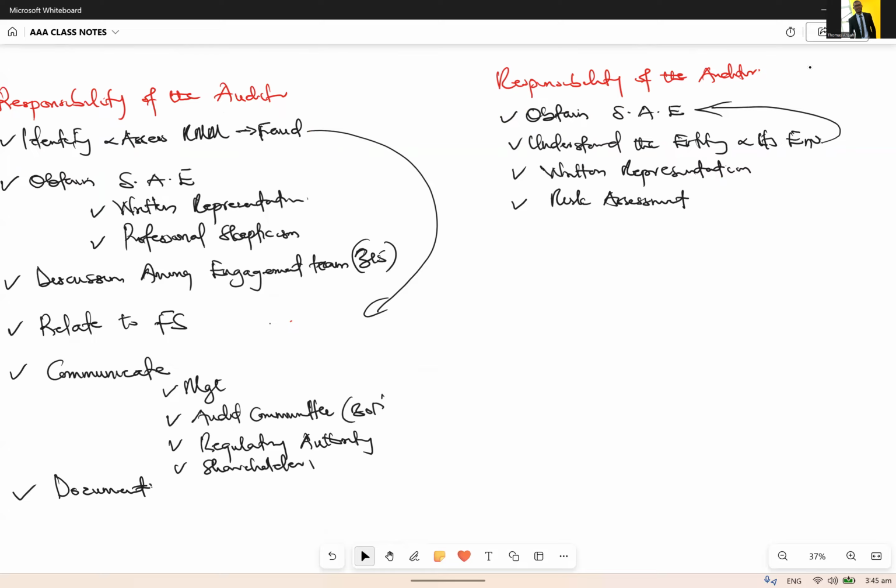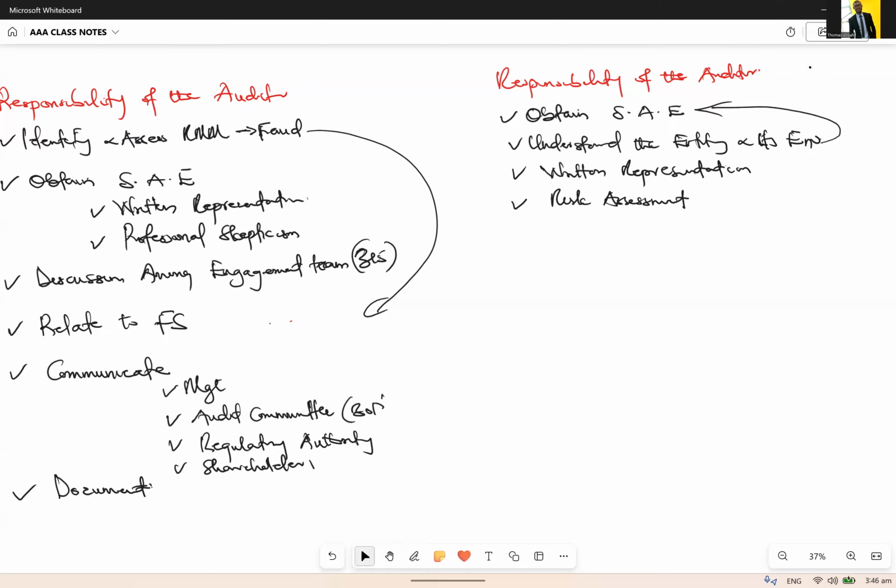And so therefore, you do the risk assessment. You apply professional skepticism in obtaining your evidence. It's very, very important. As an auditor, that is what you are supposed to do. Know about the laws and regulations. Check if they are compliant. It's very, very important.